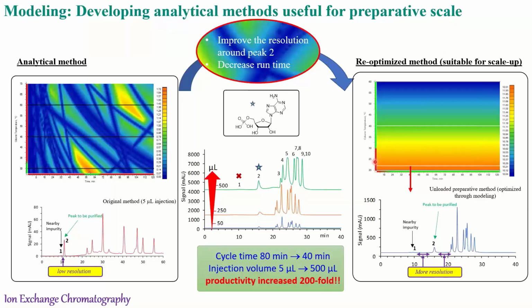Now, this is a real example in which we actually used it for the nucleotides. The peak of interest was peak number 2, as you see on the left side. This is the analytical scale. This is the database we showed in the previous slide. We re-optimized the method to have more resolution around peak number 2, and this is what we get. A lot more resolution around peak number 2. We can scale it up, and we could easily load more of that component and isolate it and establish the structure or confirm the identity. And the increase in productivity was 200-fold. Again, what takes several months could take one day here.